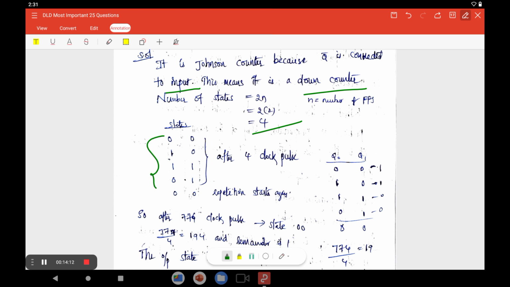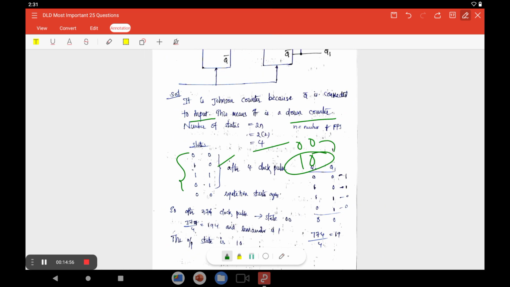Here the number of flip-flops is 2, so 2 twos are 4. After 4 clock pulses, the state is repeated, but it is not in a binary sequence in the case of the Johnson counter. Therefore, for the 777th pulse, 777 is divided by 4, and we take the remainder, which is 1. So the first state, starting from 00, the next state is nothing but 10. So that is the output in this case.